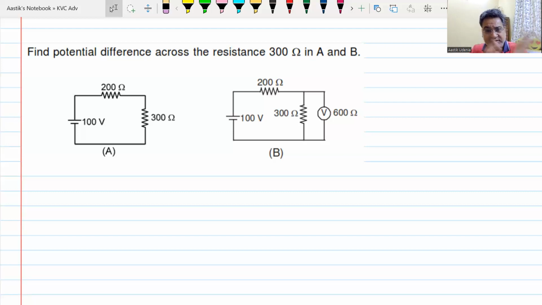What is the percentage change? 60 minus 50, 10. 10 divided by 60 into 100. 100 by 6 percent is the percentage error. That is the answer, my dear friends.